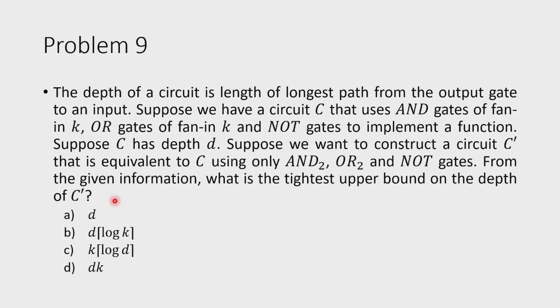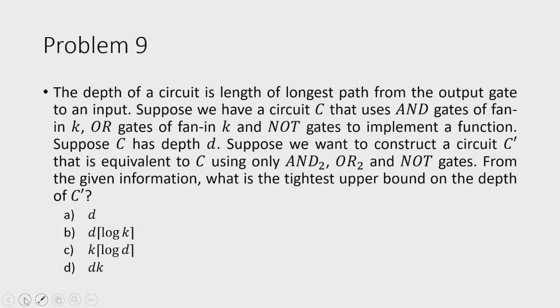Okay, so C is using AND and OR gates, but of a larger fan-in. So possibly we can use problem 8 or something. Problem 8, the idea is similar, but problem 8 gave you an upper bound on the size, right? Here you want an upper bound on the depth. Yeah, but the idea is similar.